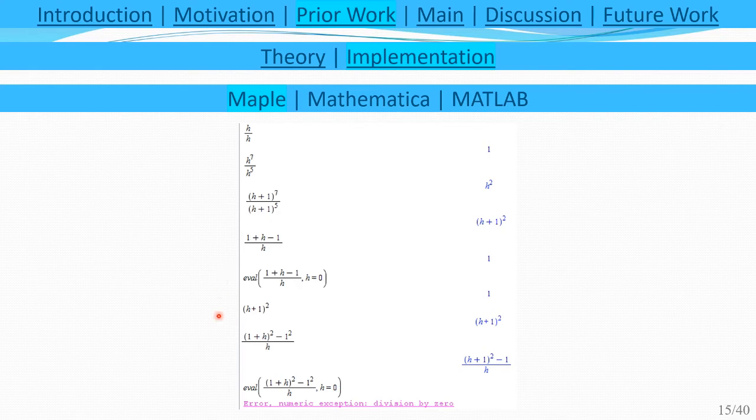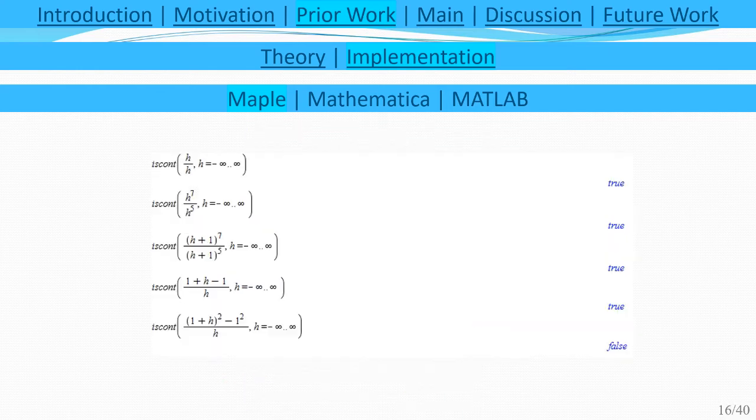(h + 1)^2 has no default transformation, so ((1 + h)^2 - 1^2)/h will only change the 1^2 to 1. Then, evaluating that at 0 is a division by 0 error. This strategy is not just a problem for substitution. It removes the ability to correctly determine if a function is continuous.